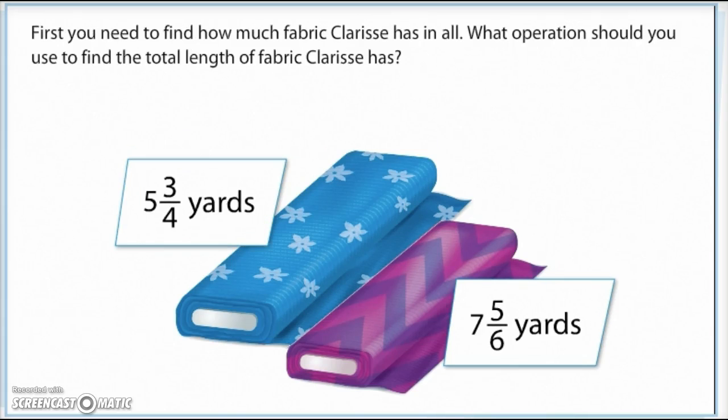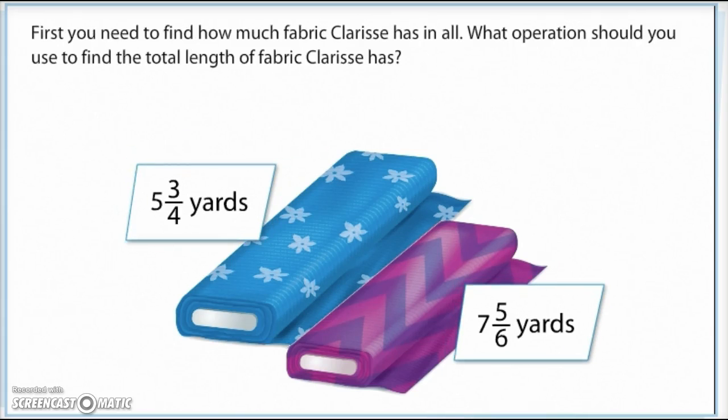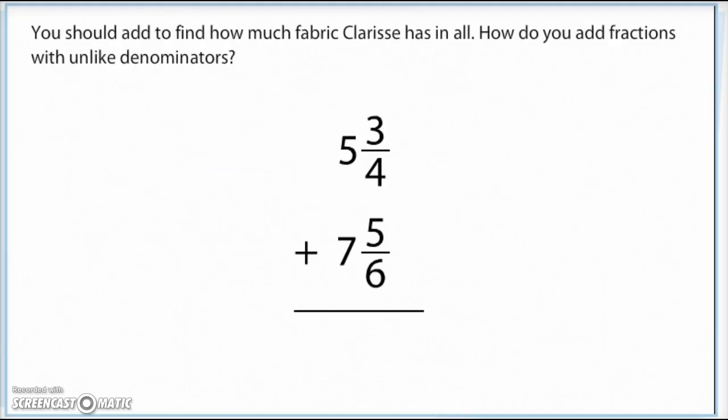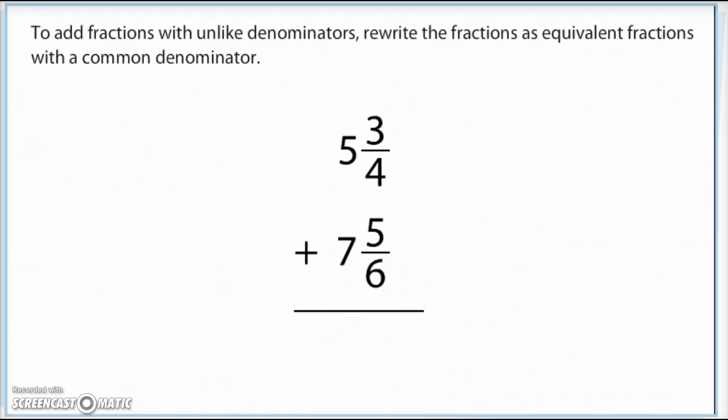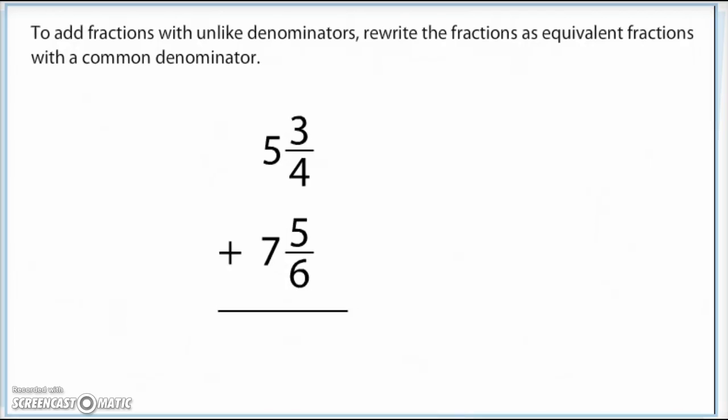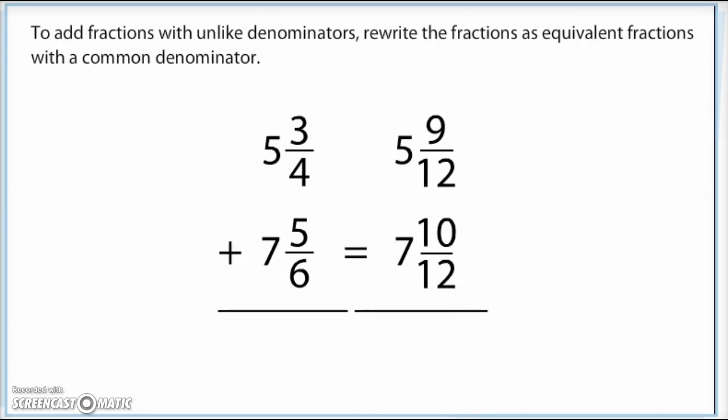Find how much fabric Clarice has in all. What operation should you use to find the total length of fabric Clarice has? You should add to find how much fabric Clarice has in all. How do you add fractions with unlike denominators? To add fractions with unlike denominators, rewrite the fractions as equivalent fractions with a common denominator.